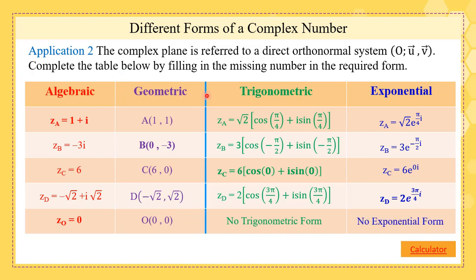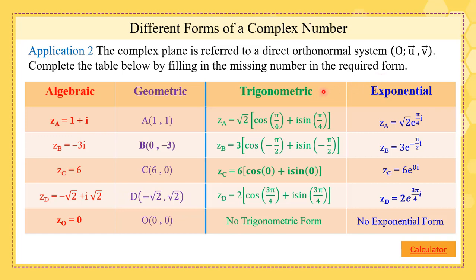Well, here you see this blue line. I like to put this blue line because I can always find the algebraic and geometric form from one another without the usage of a calculator. And similarly for trigonometric and exponential, we can tell the exponential form directly using the trigonometric form and vice versa.